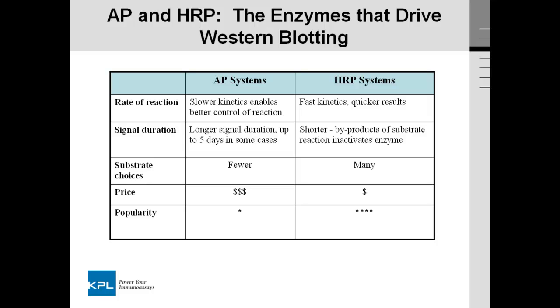This table here illustrates the differences between the two enzymes. AP will give you slower kinetics and allow for better control of the reaction. However, HRP with faster kinetics will give quicker results. Signal duration will be longer with AP, up to 5 days in some cases, while HRP is shorter. However, you'll see that there are more choices for HRP, primarily due to sensitivity and price, thus resulting in its increased popularity.